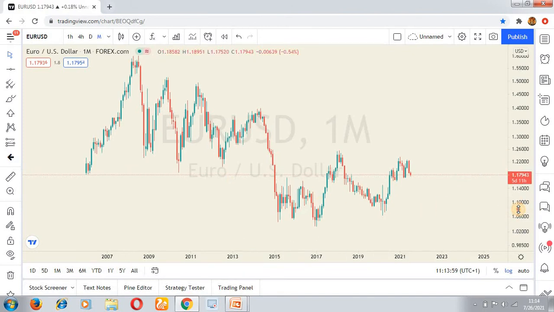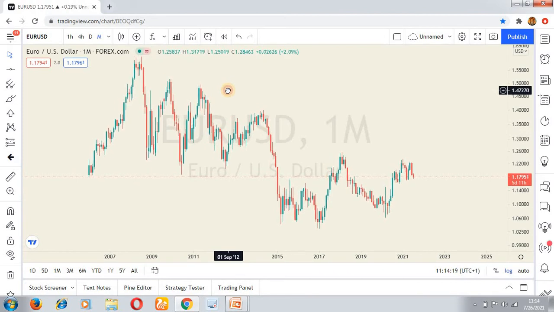Now on this chart, this is a EURUSD chart. For me to plot support and resistance, I first of all come to the monthly time frame. You will see where my cursor is. This is the monthly time frame. Why do I need to come to the monthly time frame? Remember, we're treating the multi-time frame approach to trading.